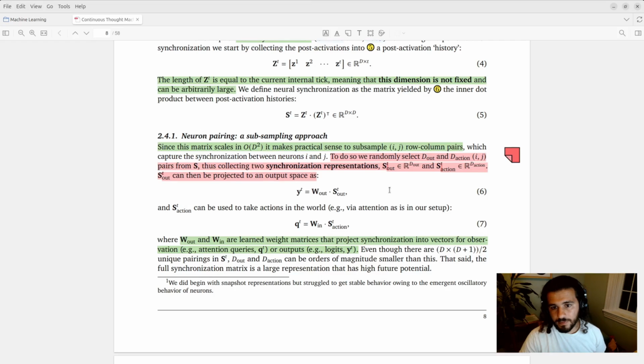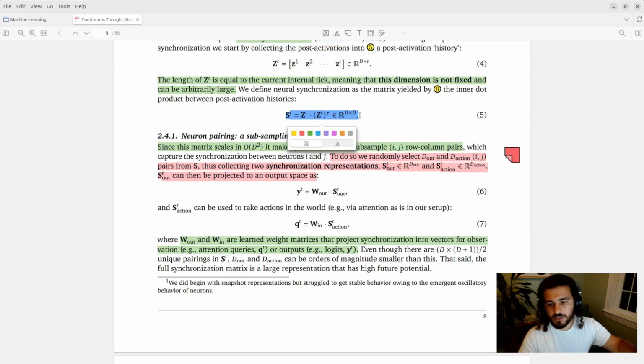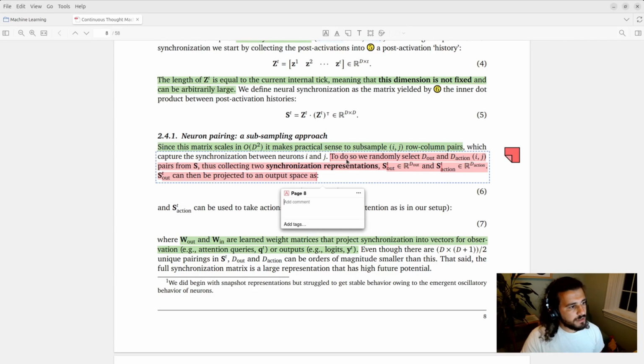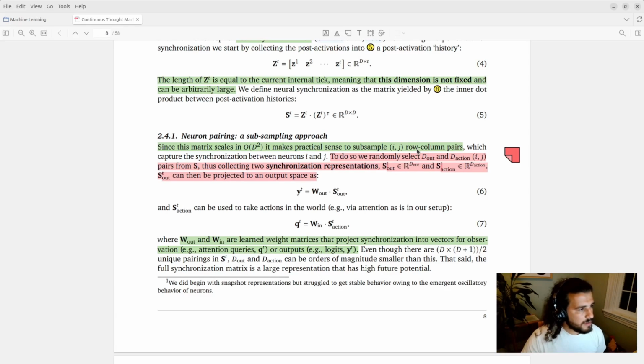This is how they define the neural synchronization matrix that we saw. This one over here is with this formula, but this is not satisfactory. It would be too wasteful a computation. So in order to get a linear bound with the amount of neurons that they have, they're going to subsample the row and column pair in that hypothetical matrix. To do so, we randomly select the out and the action pair from S, thus collecting two synchronization representations, S_out and S_action, that can then be projected to an output space. So that's the whole idea.